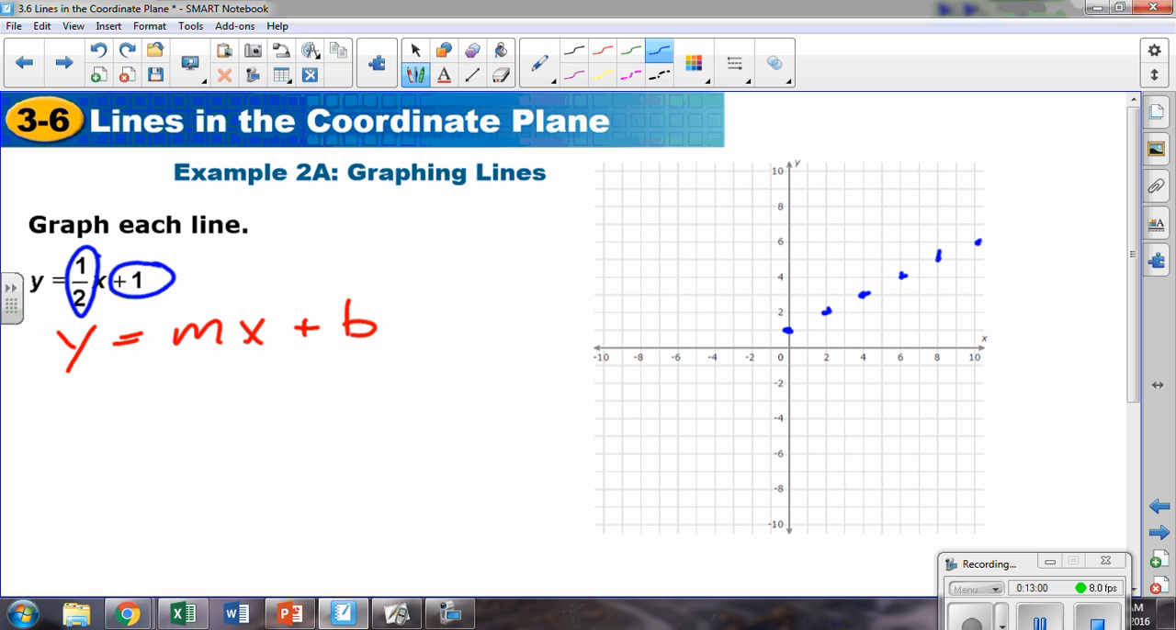A lot of times students want to put down 2 points and then just say, oh, I'm going to connect them. You should put down as many points as fit on your graph.